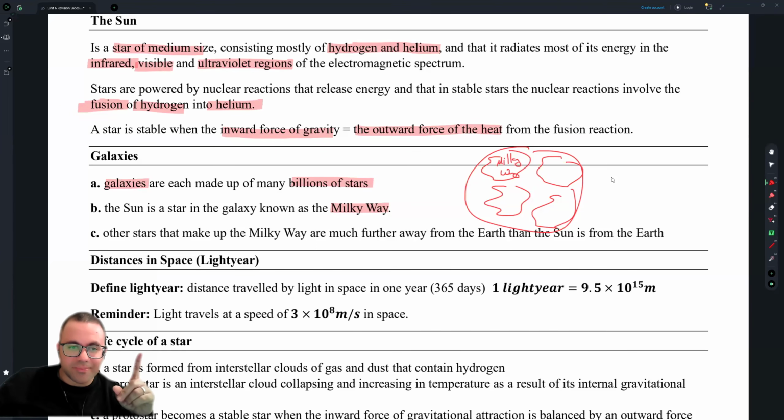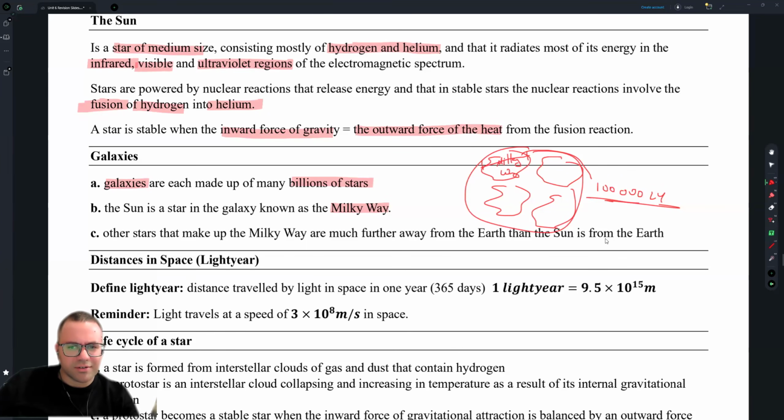Now, you need to understand something. The size of a galaxy is huge. How huge? The diameter of at least our galaxy, the Milky Way, is 100,000 light years.